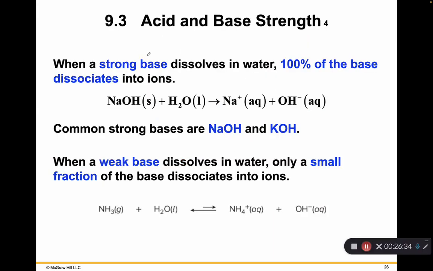Now, let's talk about their strength. This is about bases. Now, strong base and weak base. Similarly, the definition works here. If 100% of the base dissociates, then we have a strong base. Examples are sodium hydroxide and potassium hydroxide. When you put them in water, all of them will make ions, right? They will dissociate 100%. If we have a weak base and we dissolve it in water, and only a fraction of the base dissociates, then we have a weak base.